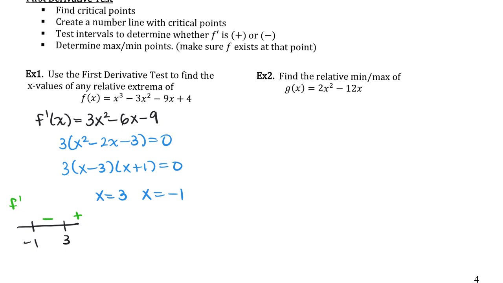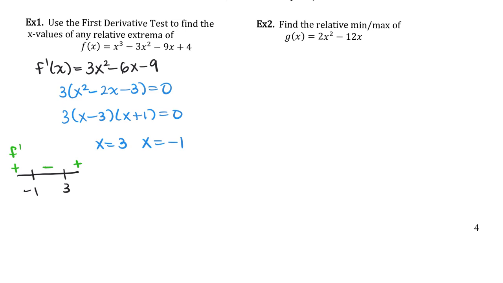Okay, let's plug in a number lower than negative 1. How about negative 2? Again, I can plug it in here. I'm going to plug it in the factored because it's easier. Okay, if I plug in negative 2, I have 3 times negative 2 minus 3 is negative. Negative 2 plus 1 is negative. So 3 times negative times negative is also going to give me a positive value.